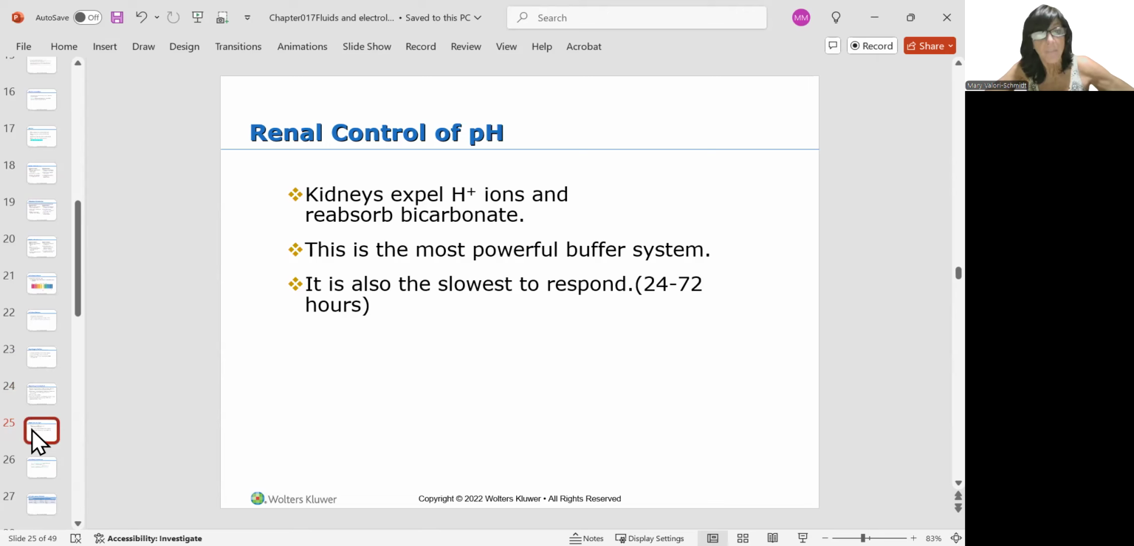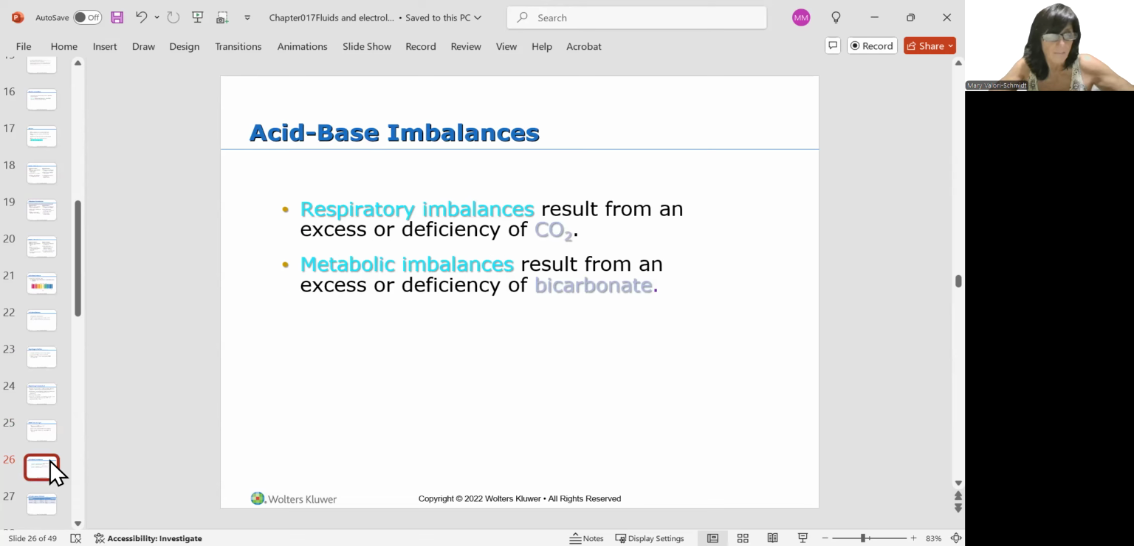Now, your kidneys are in control of the bicarbonate. Okay? This is the more powerful of the two systems, but it's also slow. It can take the kidneys 24 to 72 hours to try to fix a problem that you have. And frankly, in 24 to 72 hours, you could already be dead. But the kidneys are in charge of the bicarbonate, the HCO3 negative. Okay. And I'm going to try to explain this a little bit more.